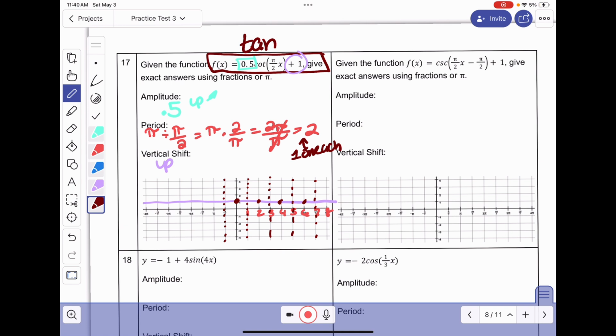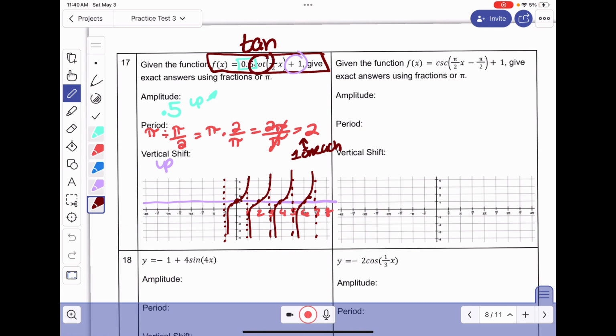For our amplitude, we're going to go halfway between the dot and the period, and then we go up a half. And we do the same thing in the other direction. So do that for each of them. And then we kind of draw our shape. So that would be our tangent graph right there.